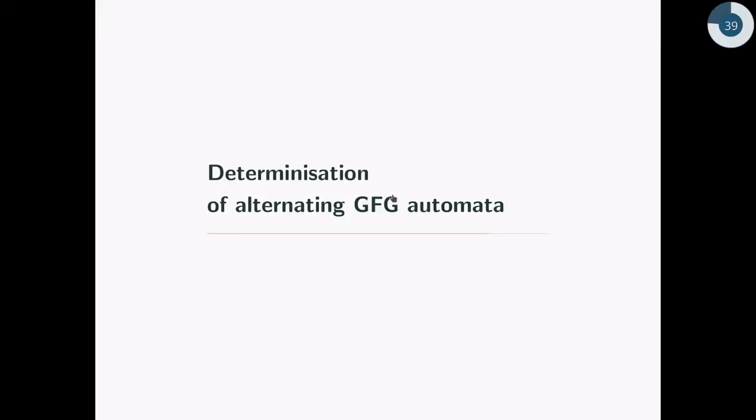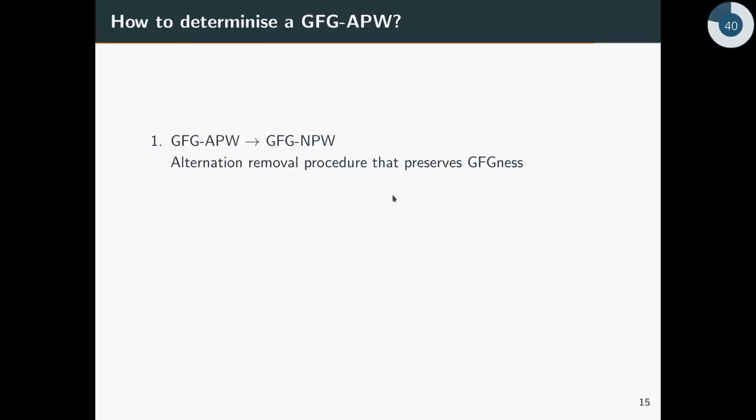Okay, now we know what alternating good for games automata are. I will now show you how to determinise an alternating good for games automaton. The first step of our exponential determinisation procedure is an exponential alternation removal procedure which preserves the good for games status of the alternating automaton.